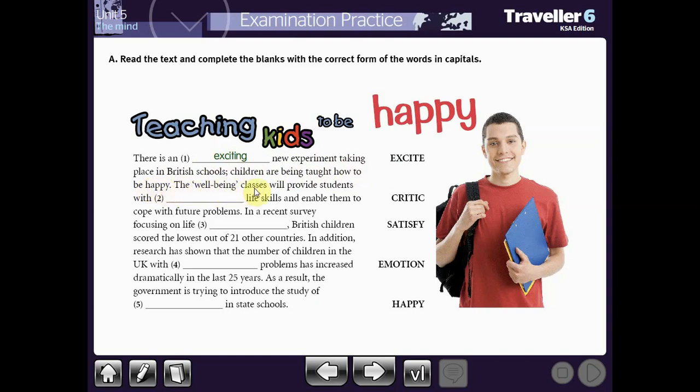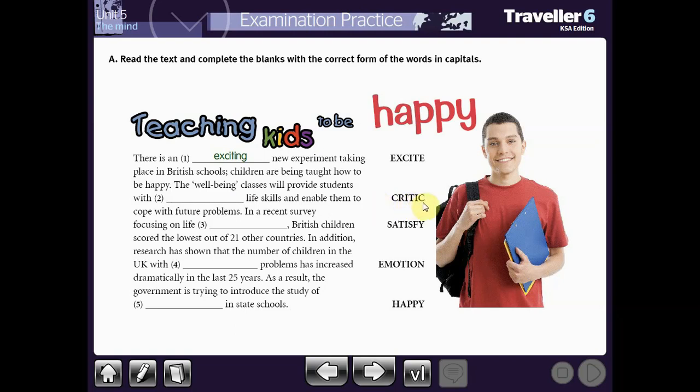The well-being classes will provide students with life. We have the word critic here, and he wants me as usual to add a suffix so as to change the word to be suitable for the blank. What is the meaning of critic? Critic, this is a job. Okay, it means in Arabic naqid.